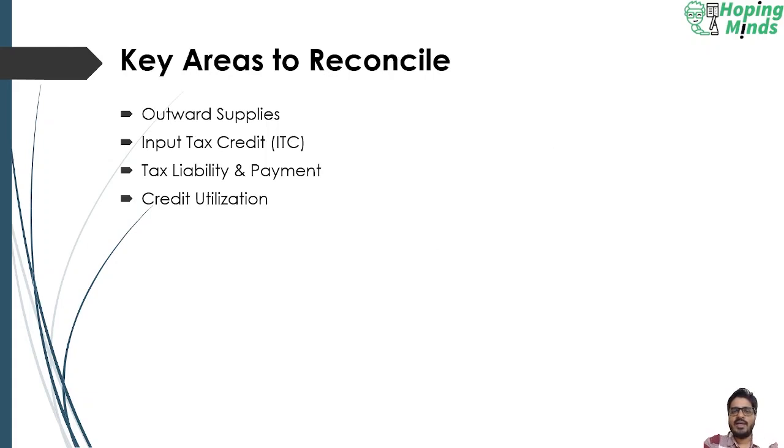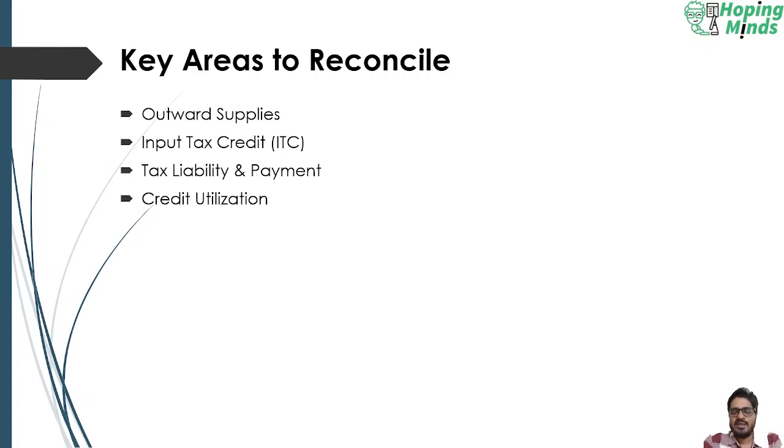Then what are the key areas to reconcile? All the data that are reported in the GST returns must be reconciled with the books of accounts. Say outward supplies, then input tax credit, then tax liability and corresponding payments, and the credit utilization. So all of these are reported in the GST returns as well as recorded in the books of accounts.